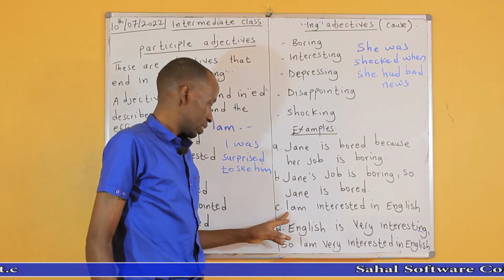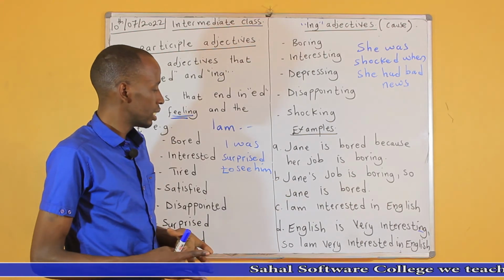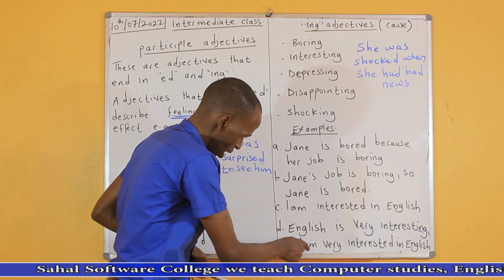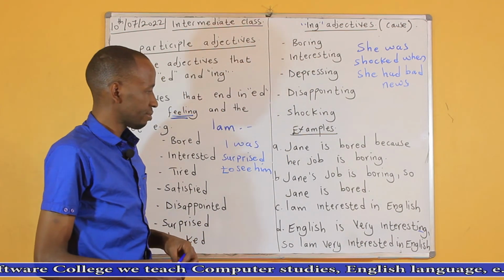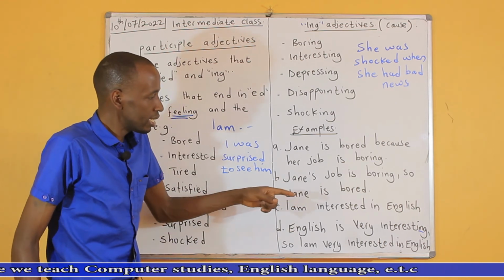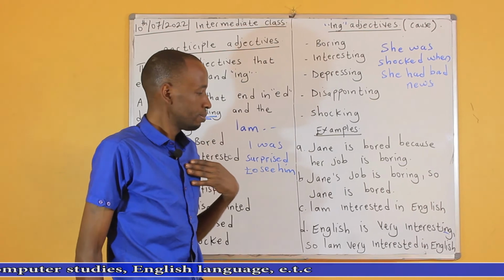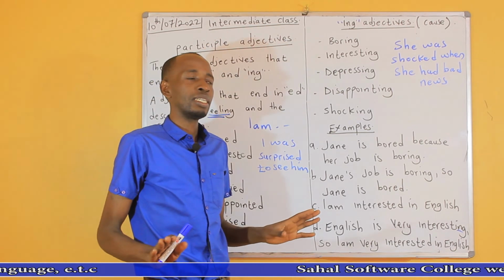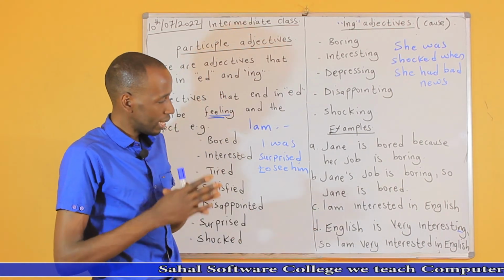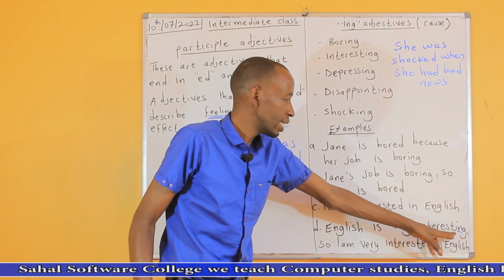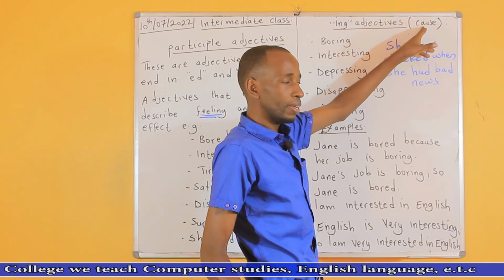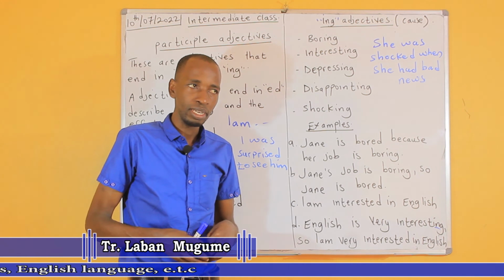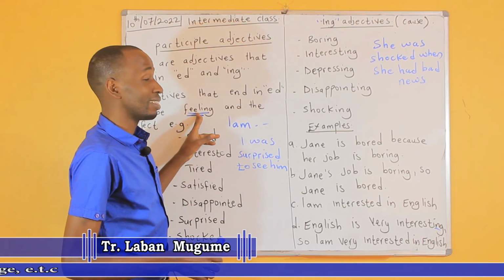Then let's go to C. I am interested in English. English is very interesting, so I am very interested in English. Since English is very interesting, that's why I am interested. If English is not interesting, I can't be interested. So that's what you should understand. This ing talks about the cause of something, and then ed talks about the effect of something, and also it talks about the feeling.